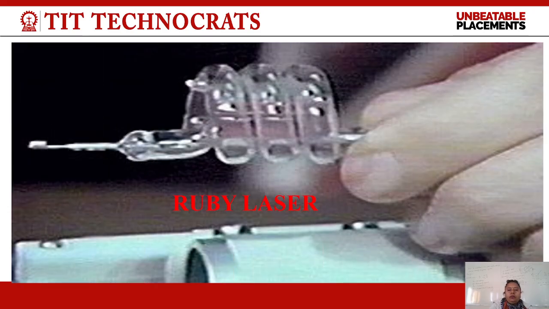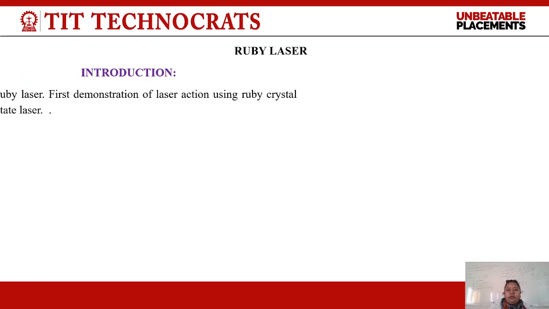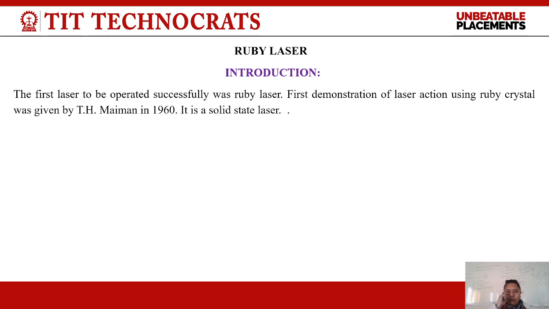Okay, so you have seen a Ruby laser's pumping element, which is known as a krypton lamp. First we will start with the introductory part of the Ruby laser. What is Ruby laser basically? Ruby laser is the first successfully operated laser, and it was made by T. H. Maiman in 1960, and it is the first solid state laser.